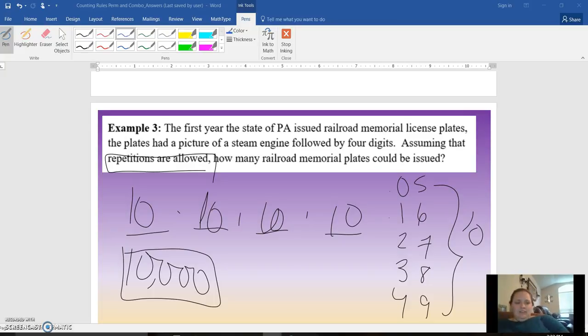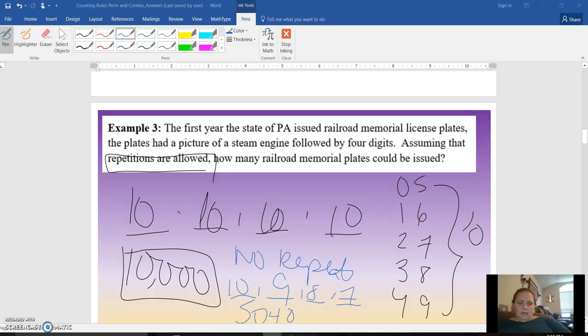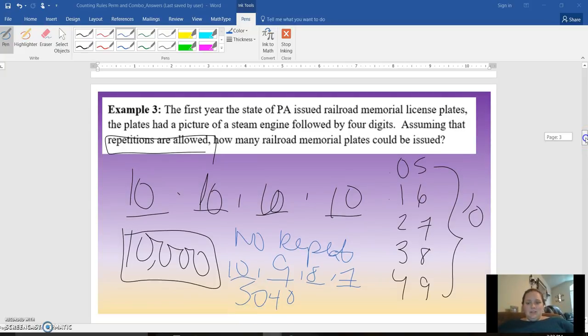Let's do it like if you can't repeat. All right, so we have 10 choices here, but now we've lost one. And then we have 9 choices there, but we lost one. And then we have 8 choices, but we lose one. So it's 10 times 9 times 8 times 7. And we get 5,040 different plates. And so that's why they let you repeat letters and numbers, because there are so many more choices.